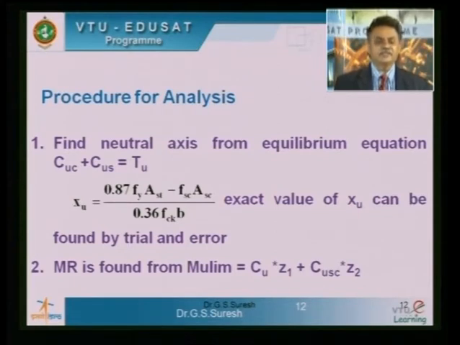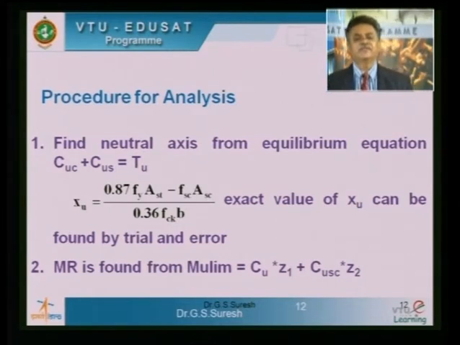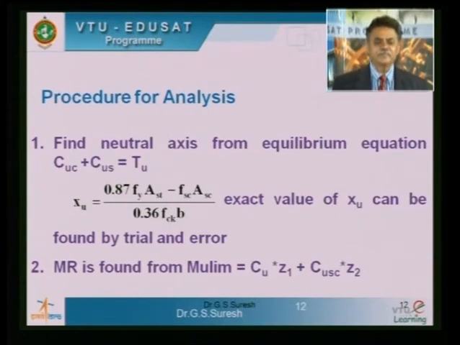What do I require for this? I require the grade of concrete, grade of steel, the width of the section, effective depth of the section, effective cover, area of steel in the tension zone, and area of steel in the compression zone. If you give all this, I can calculate the moment of resistance like this.